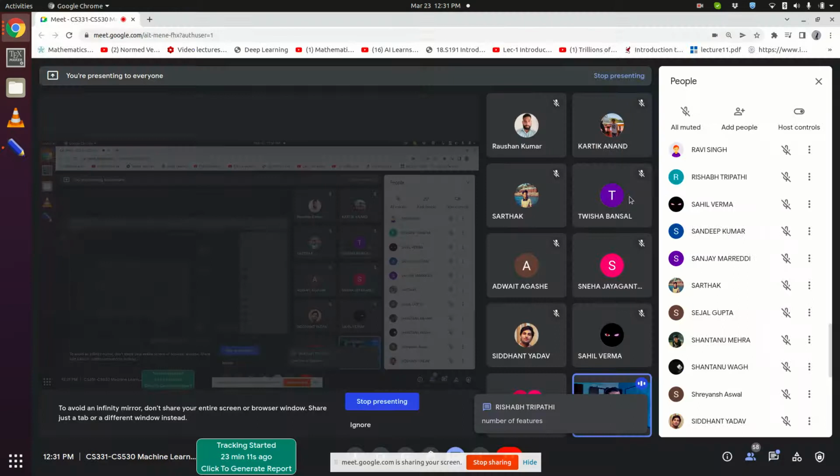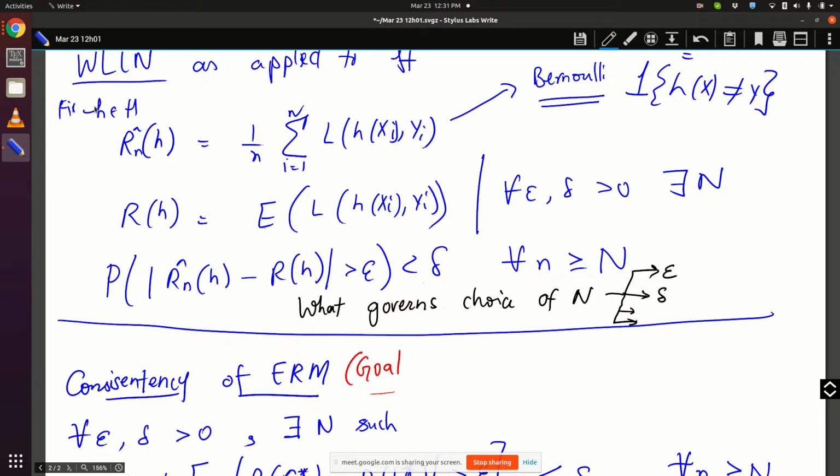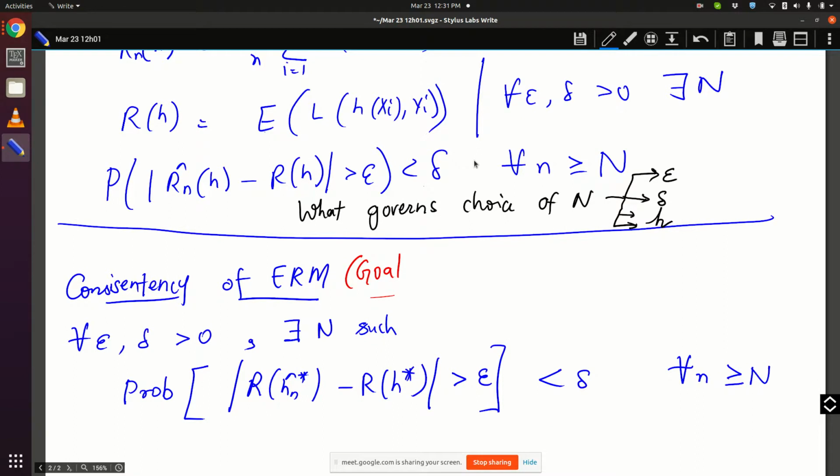Sanjay, can you say? Okay, Rishabh says delta. Epsilon, delta, yeah, epsilon and delta definitely. Yes, agreed. Anything else? Also the h, right? See, I have fixed an h. This particular h may be a nice h, but there could be a bad h in my bag. So it also depends on h. So yeah, this is essentially what controls the choice of n.